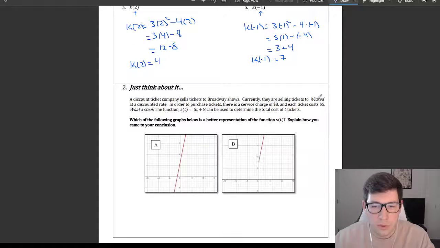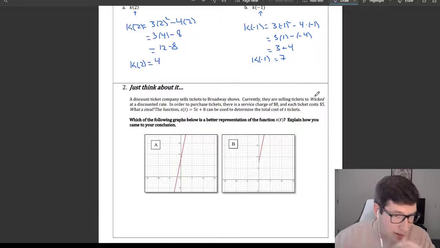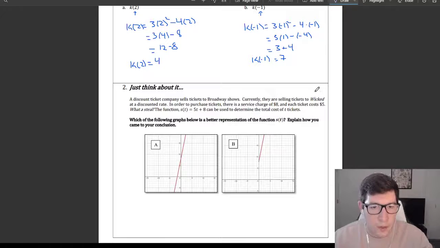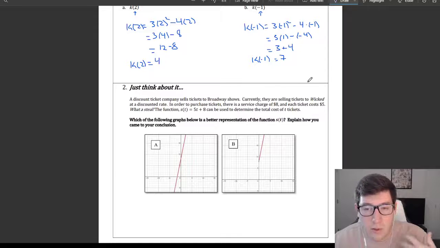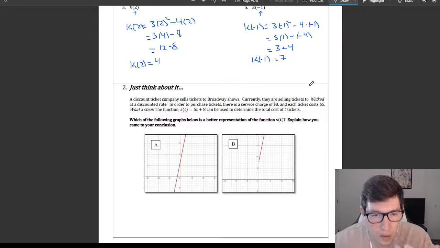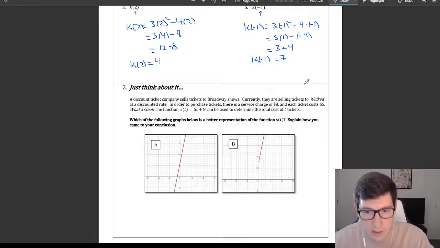All right, and next we're just going to quickly take a look at number 2. Number 2, as you can see, says just think about it. A discount ticket company sells tickets to Broadway shows. Currently, they're selling tickets to Wicked at a discounted rate. In order to purchase tickets, there is a service charge of $8, and each ticket costs $5. What a steal! The function s of t is equal to 5t plus 8 can be used to determine the total cost of t tickets.